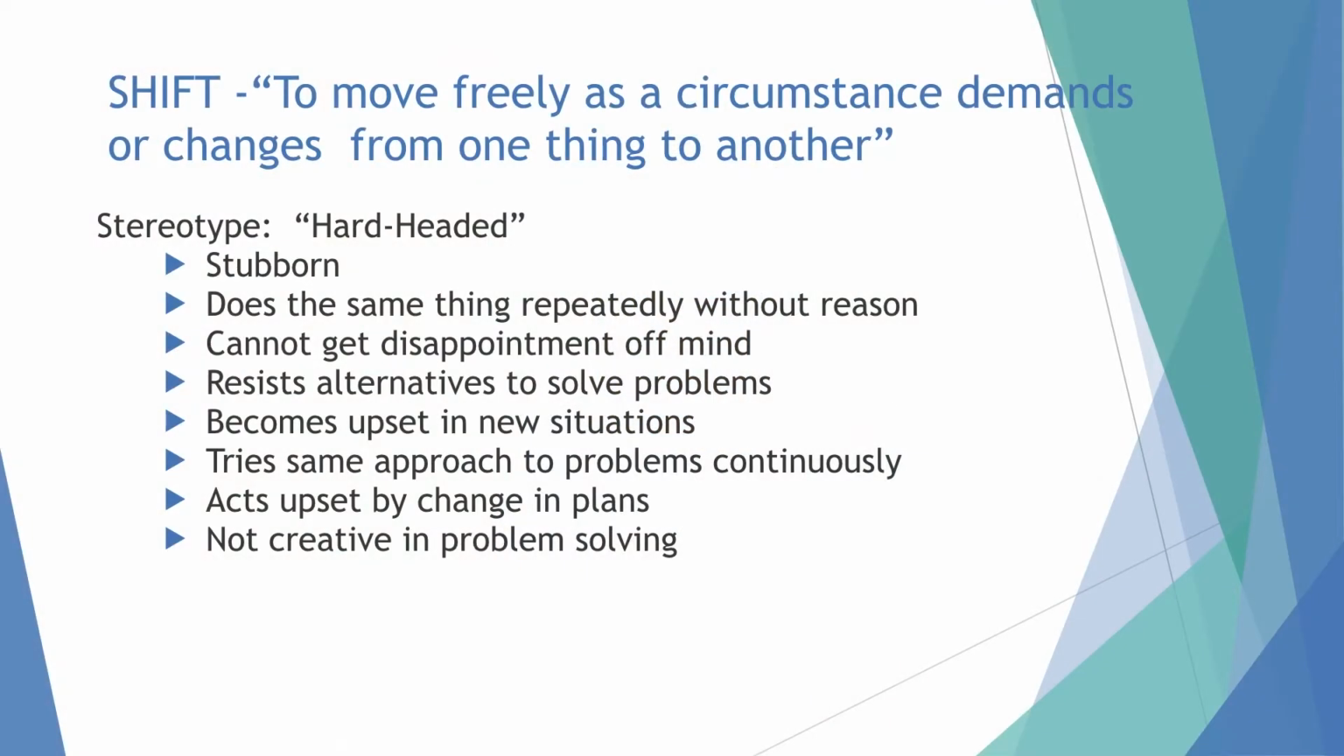But for some kids, once they get in that groove that this is what's supposed to happen, shifting and looking at another way can be very difficult. And we see this a lot with our kids with autism and Asperger's syndrome too, that don't like change. They like for things to stay the same. Now, we might have kids that do the same things repeatedly, cannot get disappointment off their mind. They resist alternatives to solve problems, become upset in new situations. Sometimes they try the same approach over and over. They don't like changes in plans and are not creative in their problem solving.